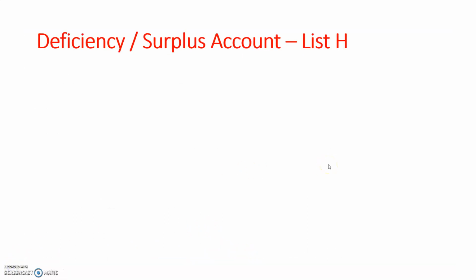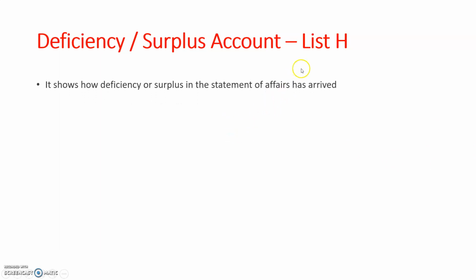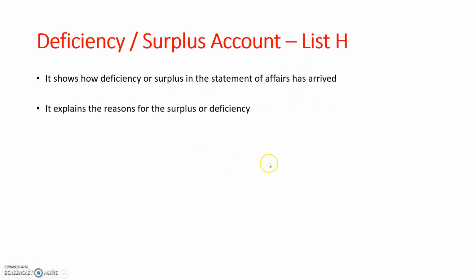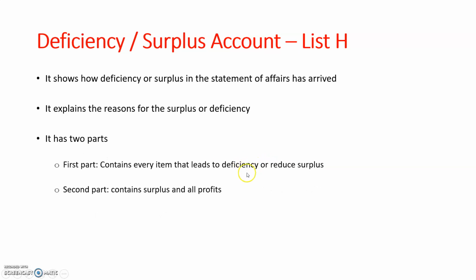After preparing a statement of affairs and finding the deficiency or surplus, we need to prepare a deficiency account or surplus account. It explains why that deficiency has arisen. List H, the deficiency or surplus account, will explain the reasons for the surplus or deficiency. Mainly it has two parts. The first part contains all those items which lead to deficiency or to reduction in the surplus. The second part contains all those items which lead to surplus.